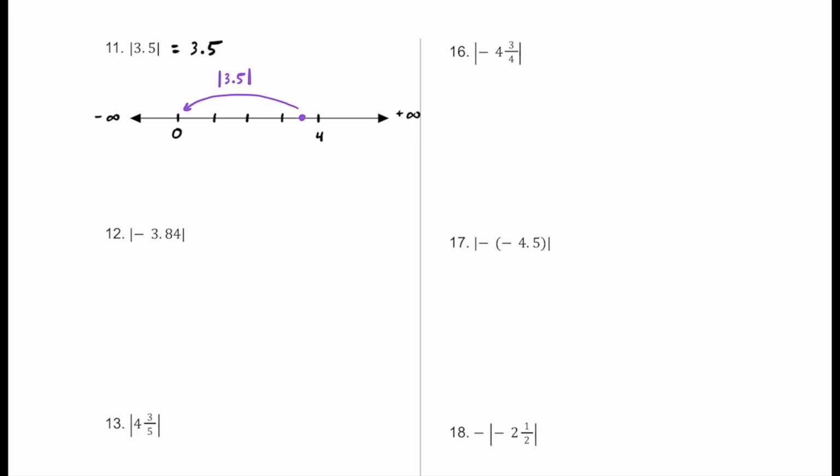For number 16, we have the absolute value of negative 4 3/4. So how far is that from 0? Well, that's just going to be positive 4 3/4. Nothing too crazy here. Putting this on a number line, we had a negative 4 3/4.